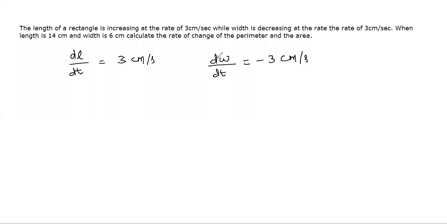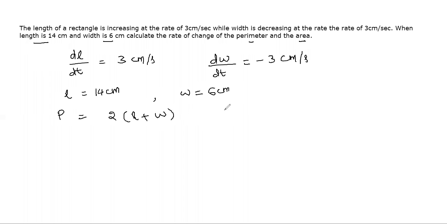Now we have to find the rate of change of the perimeter and the area at the instant when the length is 14 and the width is 6. So let's note those values down. Length is 14 centimeter at that instant and the width is 6 centimeter at that instant. The perimeter of a rectangle is 2 times length plus width.